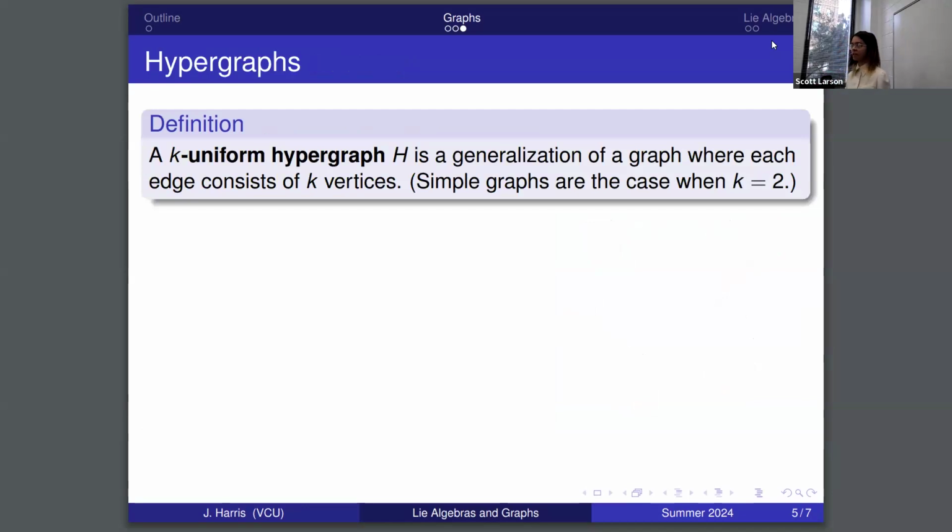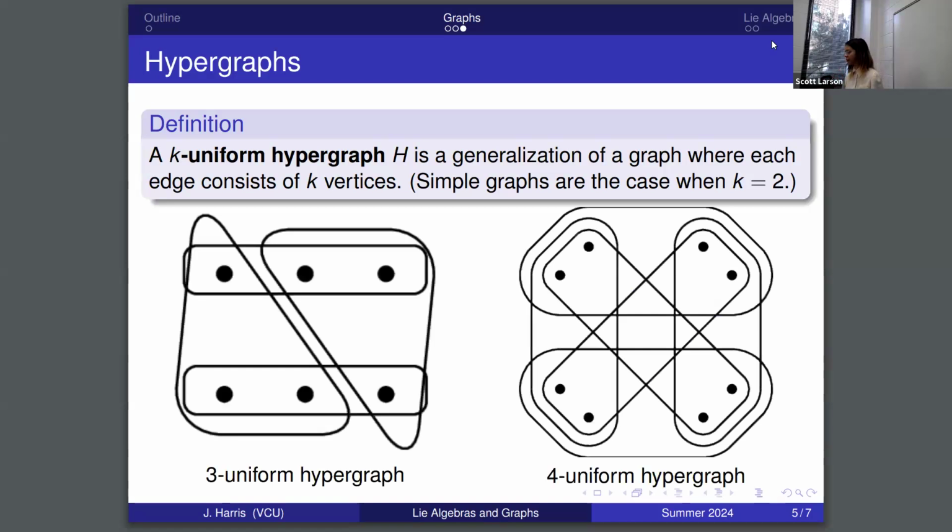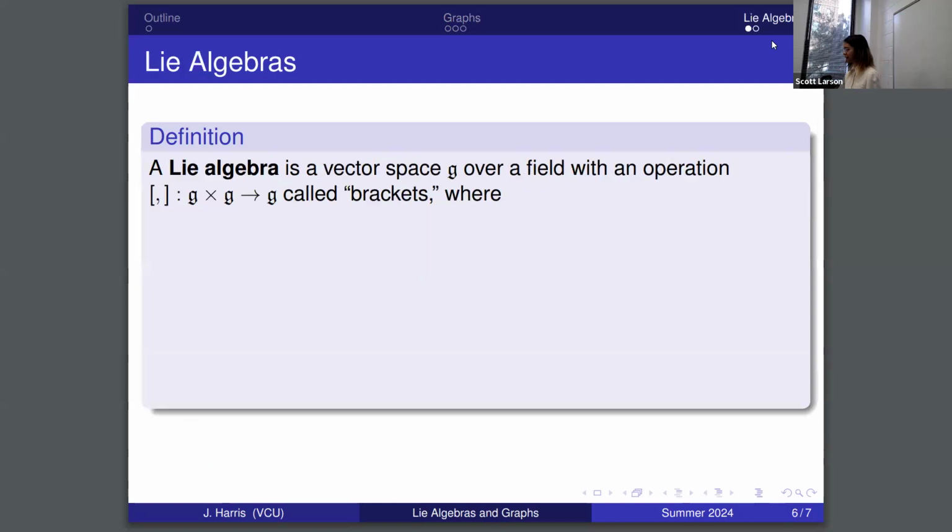Just quickly, because this is going to become important a little later in the presentation: a hypergraph, specifically a k-uniform hypergraph, is a generalization of a graph where rather than edges being a set of two vertices, they are a set of k vertices, but all of the edges have the same number of vertices. So here, all the edges on the left have 3, and all the ones on the right have 4. All of them have the same number of vertices, but it's usually more than 2.